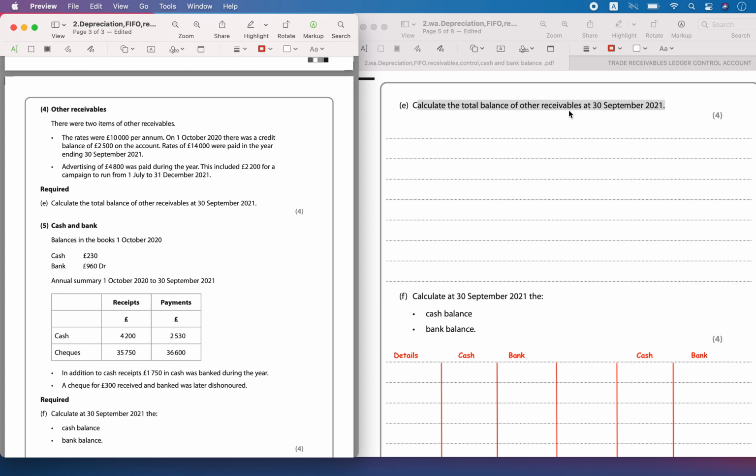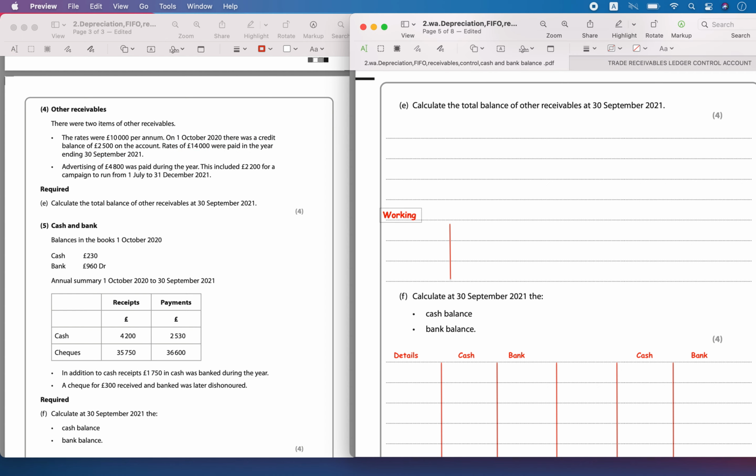So what was the total cost? Okay, the balance that became other receivables. Now the rates were 10,000 per annum. On 1st October, there was a credit of 2,500 on the account, and it says the rates of 14,000 were paid in the year on 30th September. So the rates account is going to be equal to, so the balance was 2,500, and they have given it's a credit balance, otherwise it would usually start on the debit side.